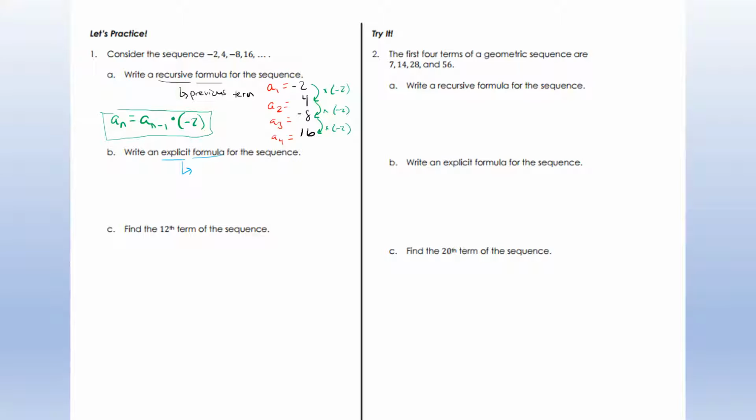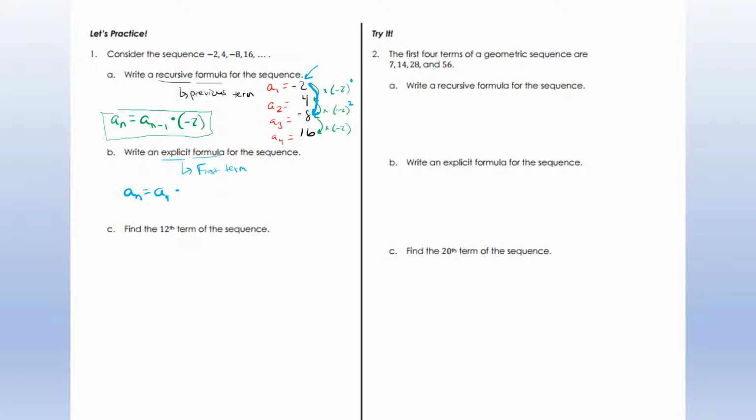An explicit formula goes back to the first term. So if I'm looking for any number in the formula, I need to include the first term. And if you look here, we're taking the first term, -2, and for each one, we're multiplying by -2. So -2 times -2 one time would be positive 4. What if I wanted to jump not from the first term to the second, but from the first to the third? Well, then I'm doing -2 times -2. So I'm doing it 2 times.